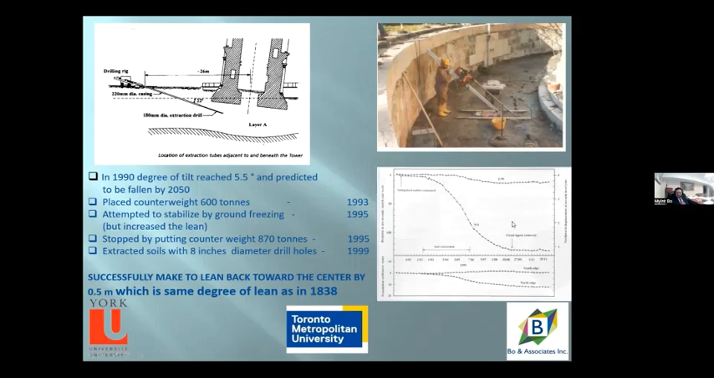This is a rotation measured during the soil extraction. This is a settlement measured during the soil extraction. You can see the settlement generated at the north side by soil extraction. This is the south side. So by applying ground engineering technology, we managed to save valuable heritage structures.